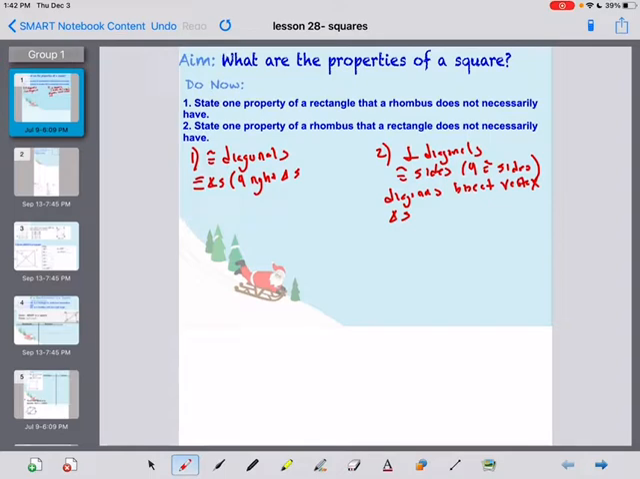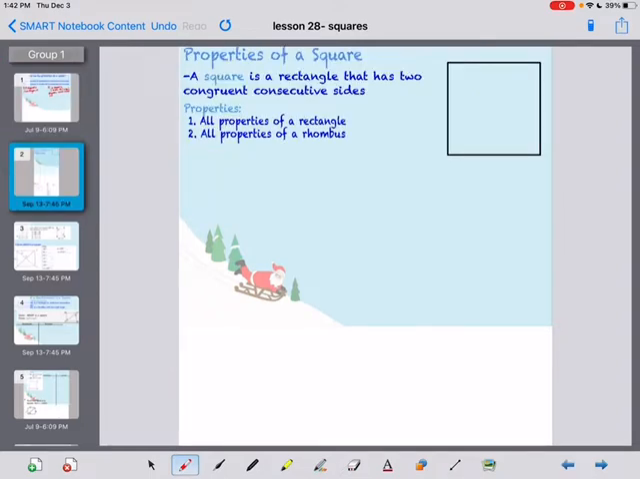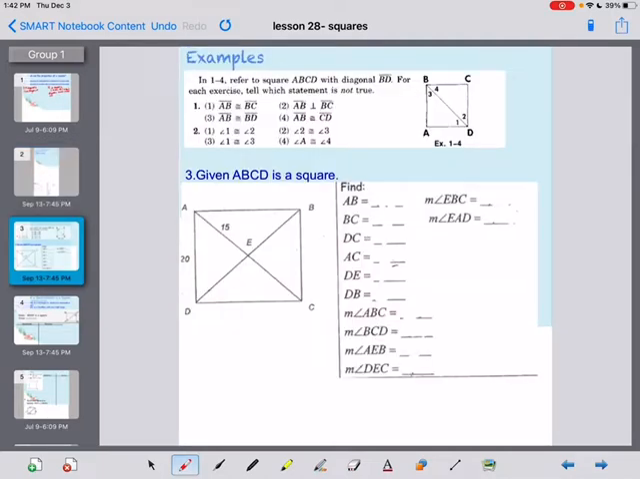If you're wondering why this is how we're starting the lesson, hopefully you're starting to think about, well, what makes something a square? By definition, a square is a rectangle that has 2 congruent consecutive sides. Well, 2 congruent consecutive sides is what makes something a rhombus. So basically a square is a rectangle and a rhombus together. Keep in mind it's going to have all the properties of a rectangle, all the properties of a rhombus, and also all the properties of a parallelogram, because rectangles and rhombi are also parallelograms. So squares have a ton of properties. Let's take a look at how we can use some of these properties to answer some questions.